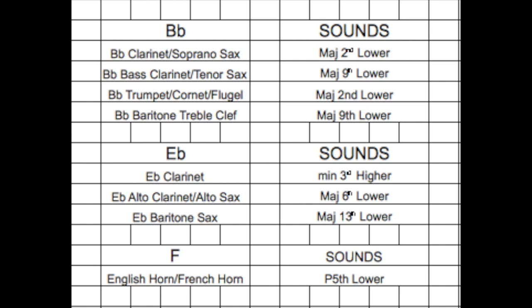The B-flat bass clarinet and tenor sax both sound a major ninth lower than written. The B-flat trumpet, cornet, and flugelhorn sound a major second lower than written, and the B-flat baritone and treble clef sound a major ninth lower than written. E-flat instruments include the E-flat clarinet, which sounds a minor third higher than written, the E-flat clarinet and the alto sax, which sound a major sixth lower than written, and the E-flat bari sax, which sounds a major 13th lower than written. F instruments include the English horn and the French horn, which both sound a perfect fifth lower than written.